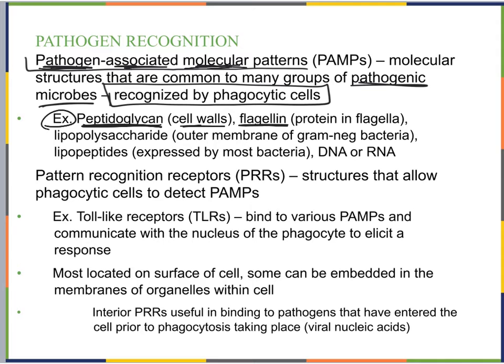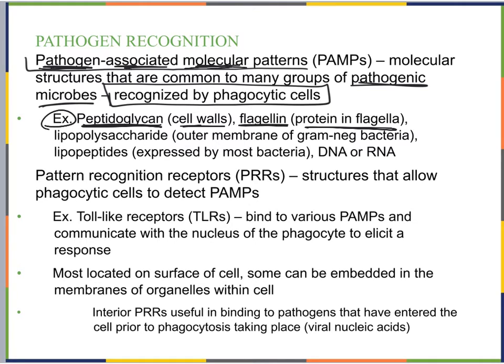Another example is flagellin, a protein that's in flagella. Within humans there's only one cell that has a flagellum, and that's the sperm cell. The sperm cell is actually sequestered away from the rest of the body, away from the immune system, so that the immune system doesn't attack it, because flagellin is a PAMP. Well, not the entire thing, but the protein flagellin within the flagella is a pathogen-associated molecular pattern.